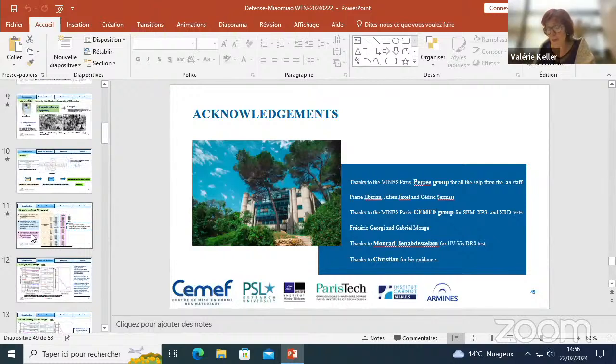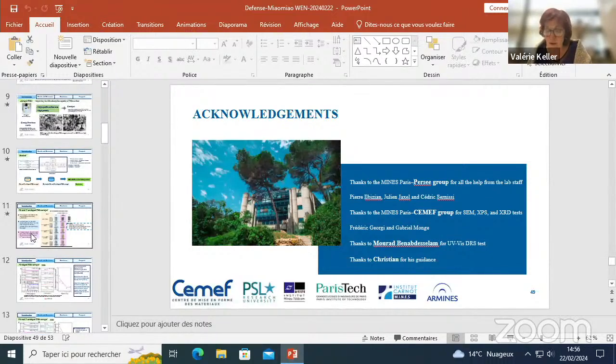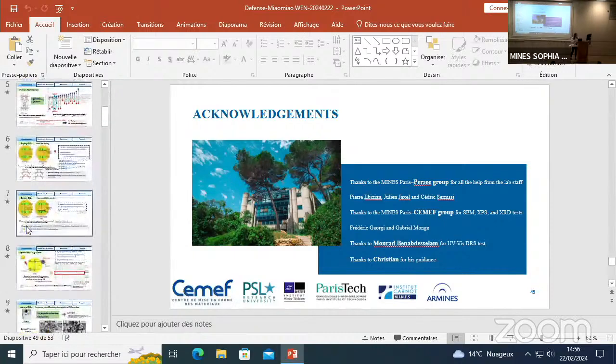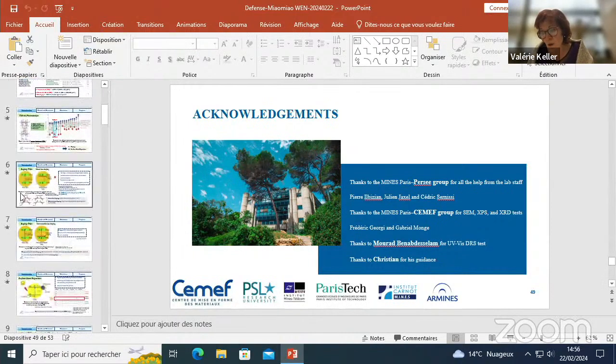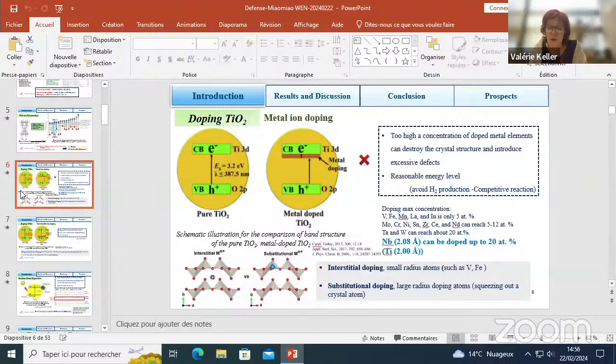You mentioned that you could have two kinds of doping mechanism, either interstitial doping or substitutional doping. Okay. Yes. Do you have an idea of the maximum of dopant element that you could introduce, enter inside the lattice of titanium dioxide, for niobium, but also for nitrogen?